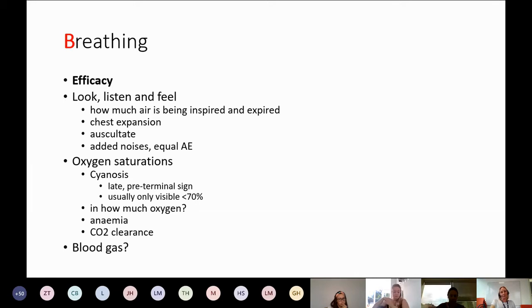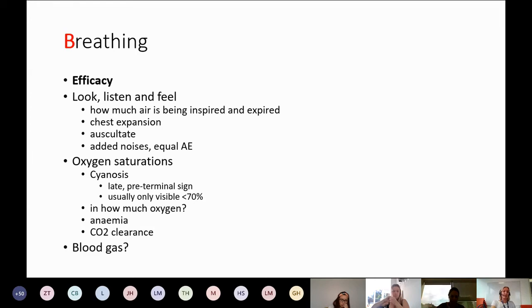So effectiveness of breathing is getting oxygen in, it's also getting CO2 out. We just need to be mindful of the fact that just because they've got good oxygen saturations doesn't necessarily mean they're clearing their CO2 as well. And in some cases, a blood gas might be necessary to look at all of these things. But I would argue in most cases, your clinical assessment of a child, looking at a child, will give you as much information as you're going to get in a blood gas.